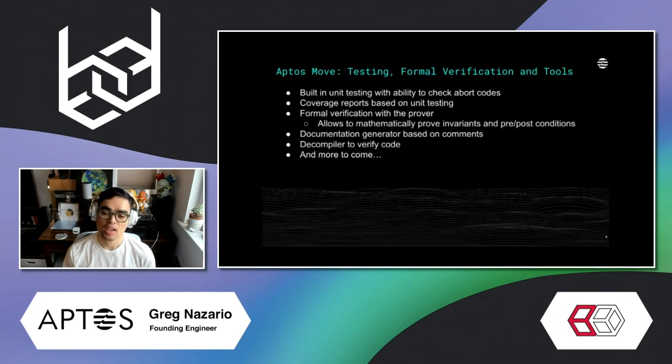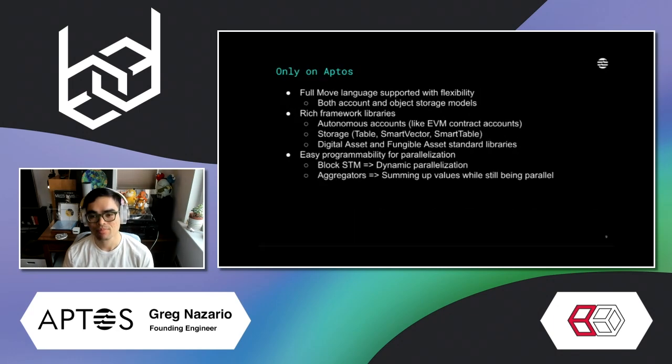And additionally, as I was talking about before, since the bytecode is on-chain and easy to find, you can use a decompiler to verify your code, as well as see things from a transparency and security standpoint, and ensure things haven't changed. And there is much more to come in the next couple of months around linting, formatting, and other things. So, only on Aptos.